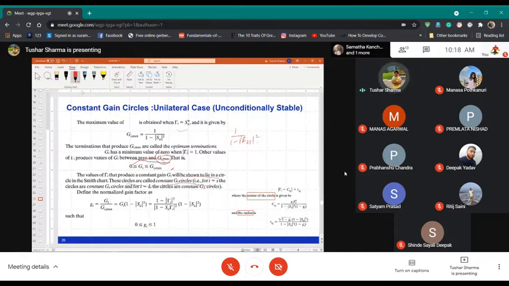For source it is GS circles. For load it is GL circles. So you have GS circles and you have GL circles. One is the source circle, one is the load circle.